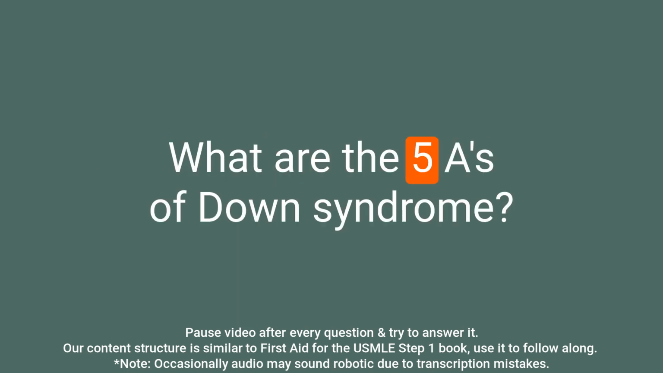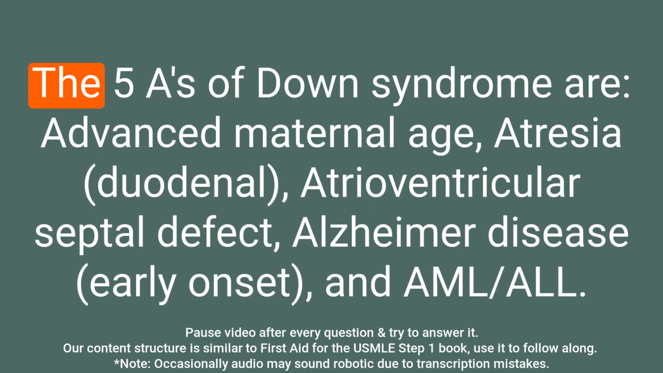Question: What are the 5 A's of Down syndrome? Answer: The 5 A's of Down syndrome are advanced maternal age, atresia, atrioventricular septal defect, Alzheimer disease, and AML/ALL.